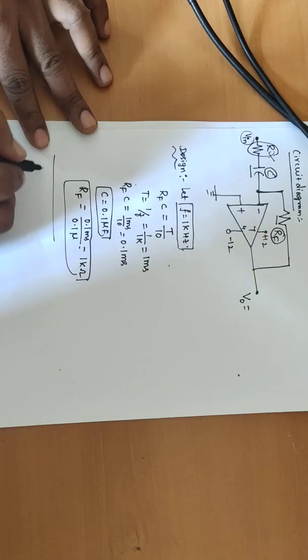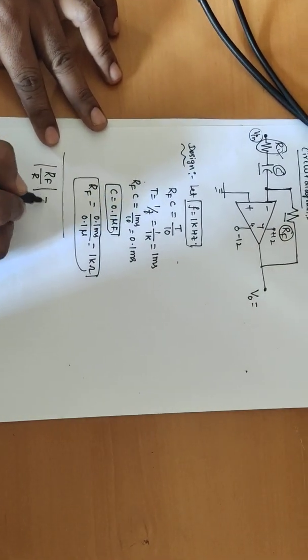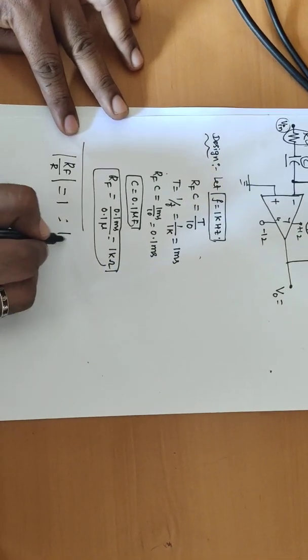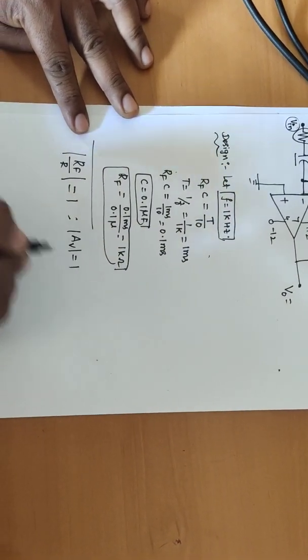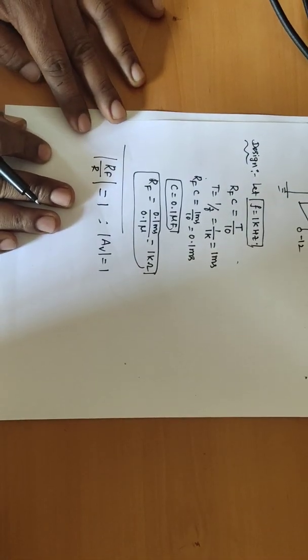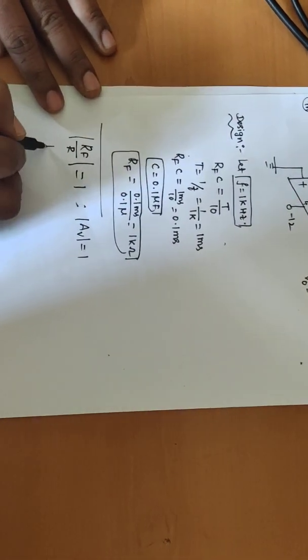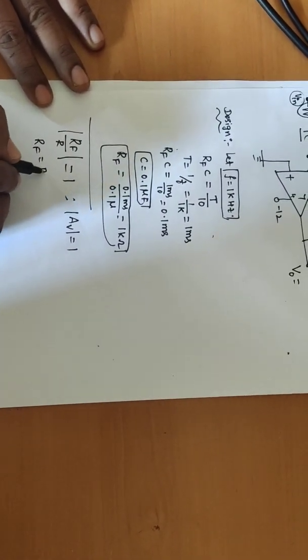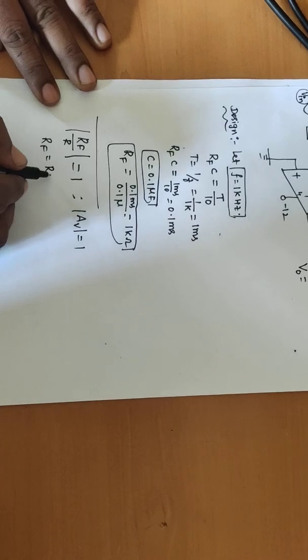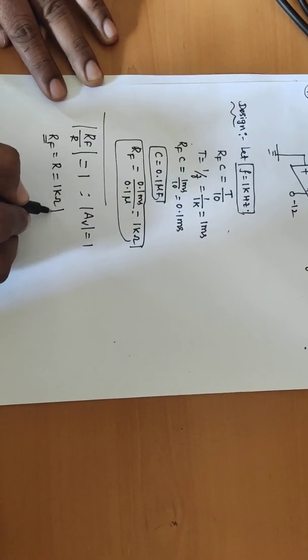That means the magnitude is RF divided by R. This value I take as 1, so that the gain becomes stable, which is equal to 1. So this gives no additional gain for the output voltage of the differentiator, but the circuit becomes stable. So with this condition, RF becomes equal to R, because the RF by R ratio is 1. Since we already got the RF value as 1 kilo ohm, this value is also equal to 1 kilo ohm.